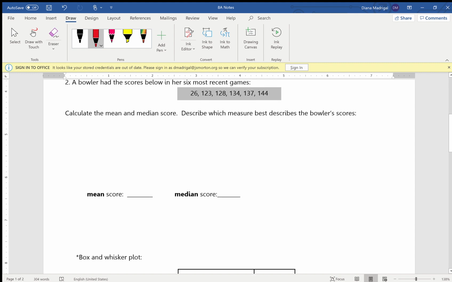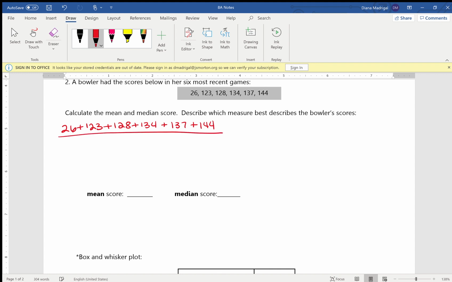So I'm going to have to find the mean. How do I find the mean? I need to add all the numbers. So I have 26 plus 123 plus 128 plus 134 plus 137 plus 144, all divided by how many numbers I have, which is 1, 2, 3, 4, 5, 6 numbers. Once you add and then divide, your answer is actually going to be 115.3 for your mean.